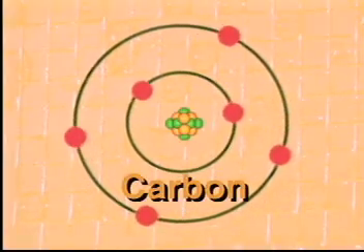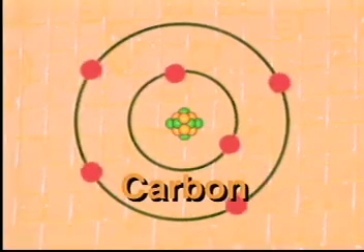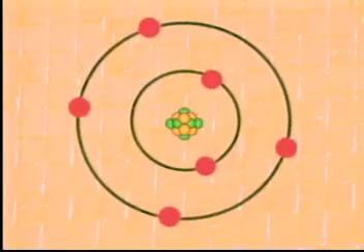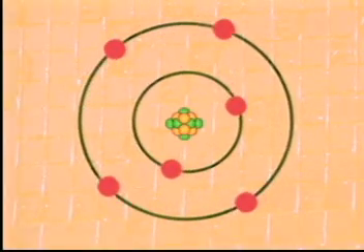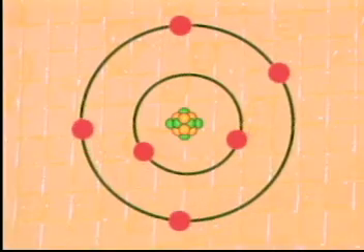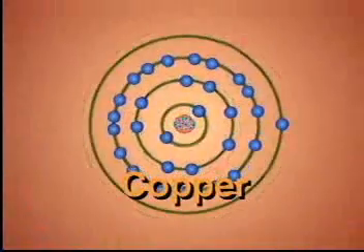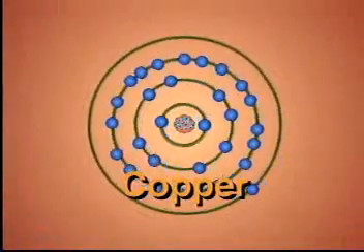The atomic number also equals the number of electrons. Therefore, carbon also has 6 electrons, seen here in red. Copper, a different element, has an atomic number of 20.